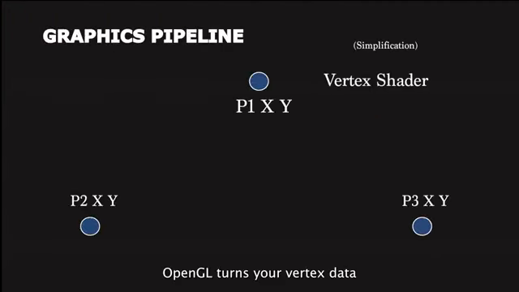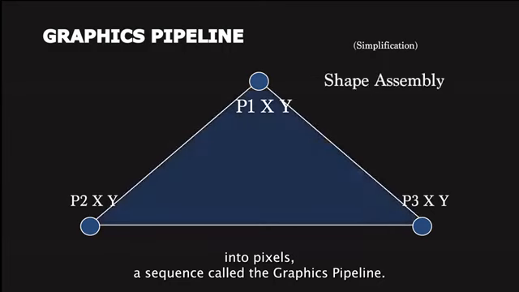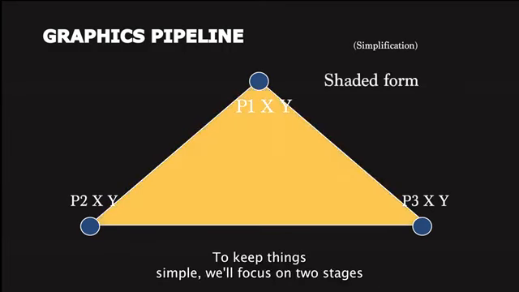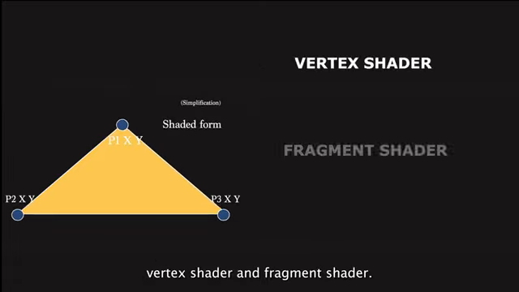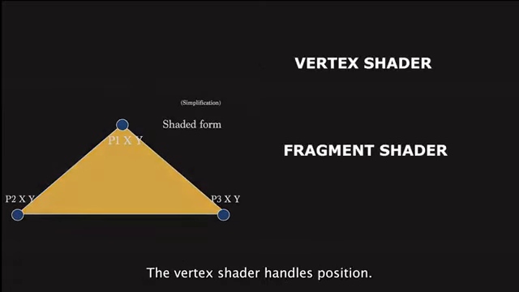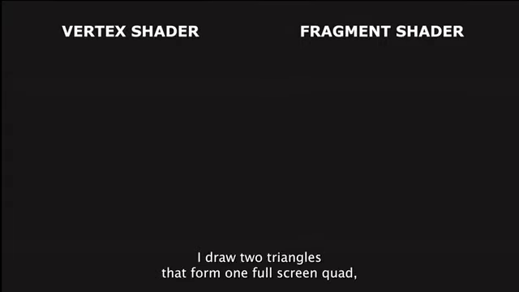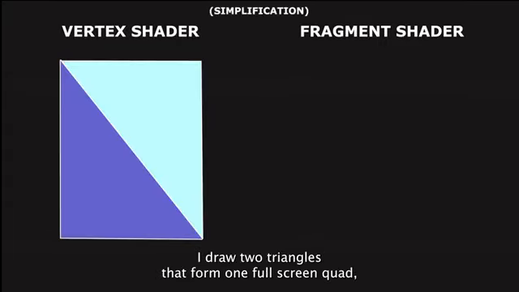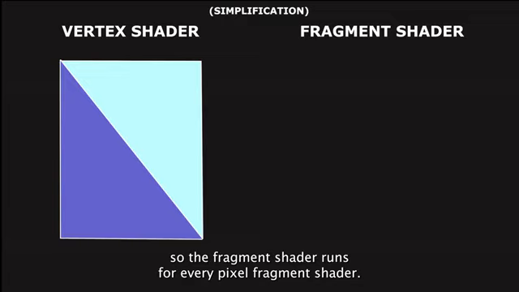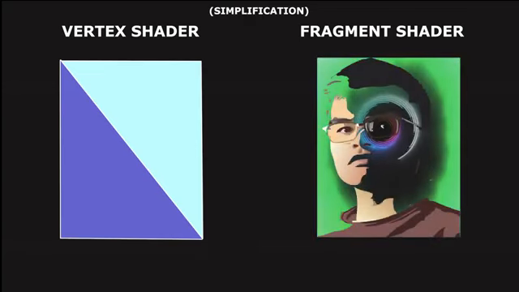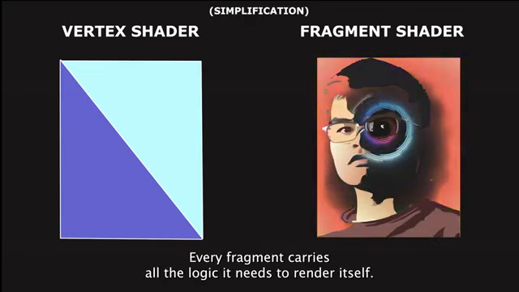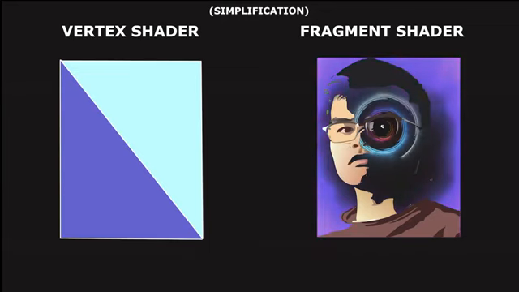OpenGL turns your vertex data into pixels via a sequence called the graphics pipeline. To keep things simple, we'll focus on two stages, vertex shader and fragment shader. The vertex shader handles position. I draw two triangles that form one full screen quad, so the fragment shader runs for every pixel. The fragment shader calculates each pixel's color in parallel on the GPU. Every fragment carries all the logic it needs to render itself.